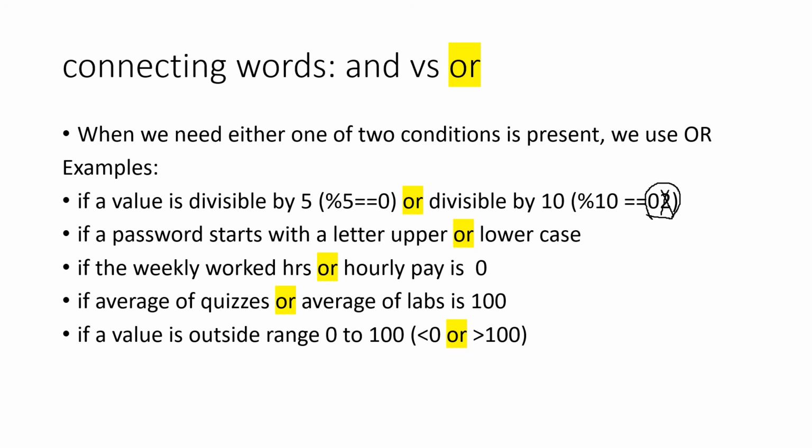Why is that? Because we cannot have any number fulfill the combined condition less than 0 and greater than 100. There is no number in the universe of numbers that can be simultaneously lower than 0 and at the same time greater than 100. So when we want to find out if a value is outside a range, we use the less than the starting value or greater than the ending value. And that will check if the value is outside of the expected range.